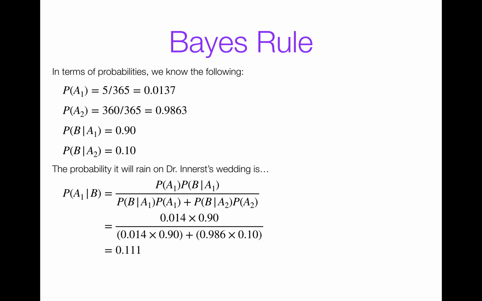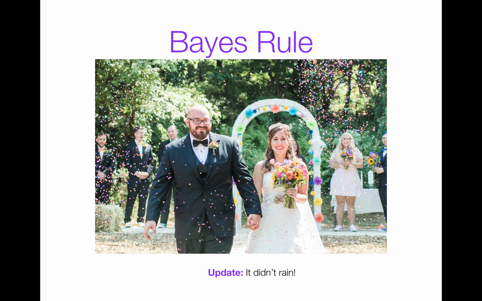So putting things together, that is 0.014 times 0.9 divided by 0.014 times 0.9 plus 0.986 times 0.1, which is about an 11% chance. So there's an 11% chance it will rain on my wedding day, given that the weatherman said it would. And as an update, it didn't rain. So it was a wonderful sunny day. It rained the day before and the day after, but it did not rain the day of my wedding.